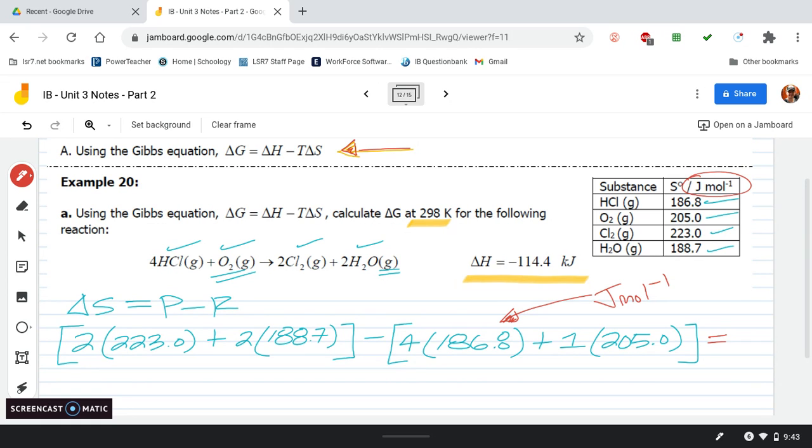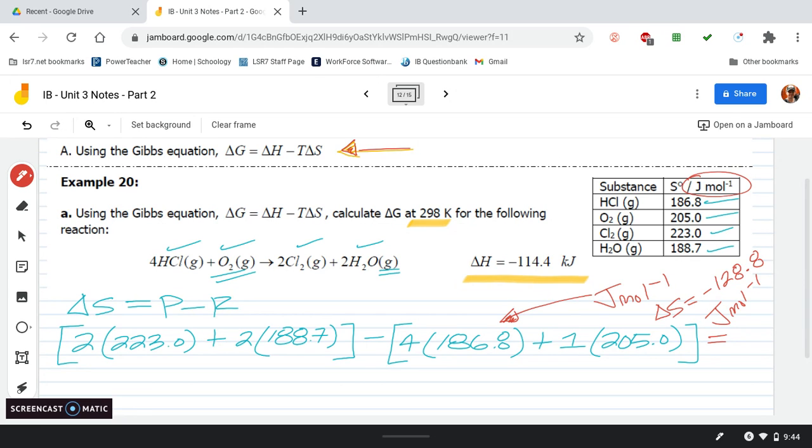You're going to run all that through, watching your signs. That's what happens, kids get in trouble with the signs. And I would do this twice if I was on the test. So the delta S is going to be negative 128.8 joules per mole. Okay, so there's your delta S.